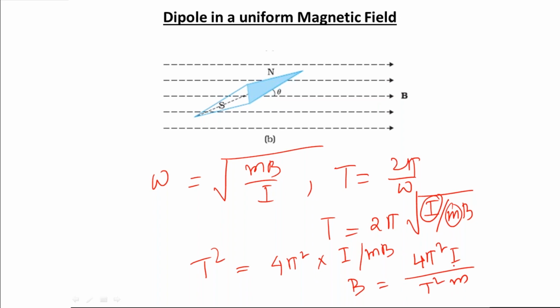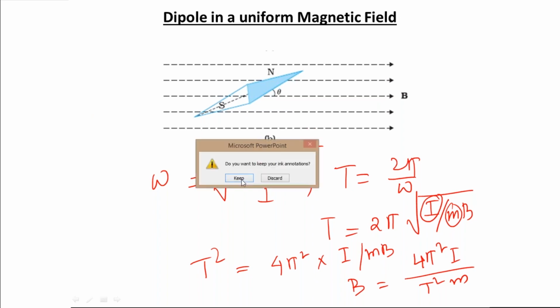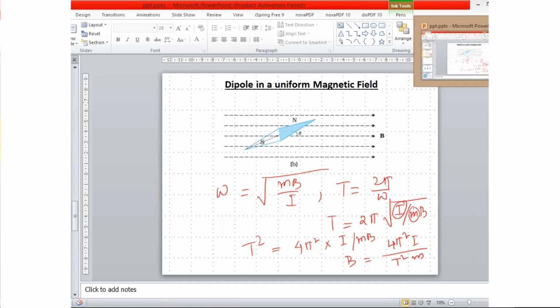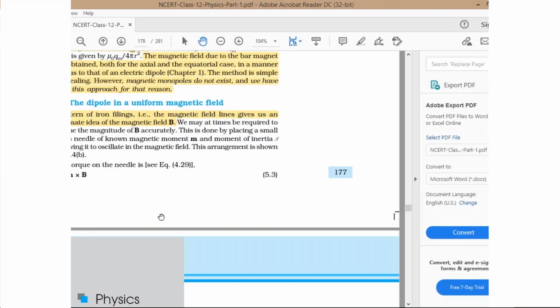So this will be 4 pi square. Let me just take it once again. So m is here, T square. All right. So this is I by mB. Yes, all right. So this will be giving you the magnetic field created by the dipole. This is a very important expression, and there will be a numerical example in your exam, as well as in board and competitive exams. You will see this kind of question.